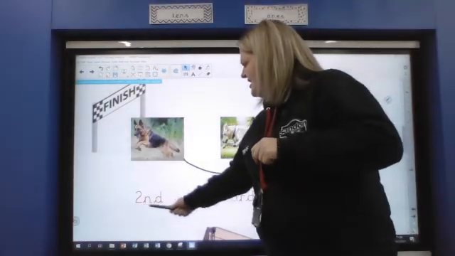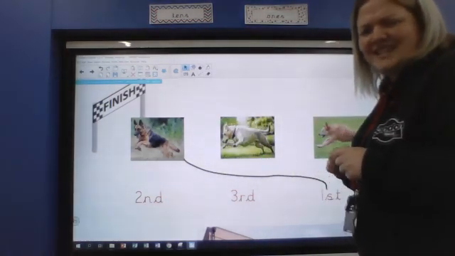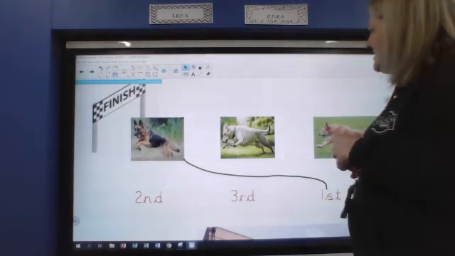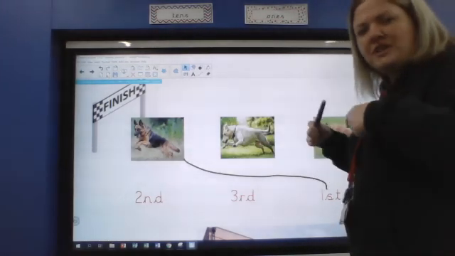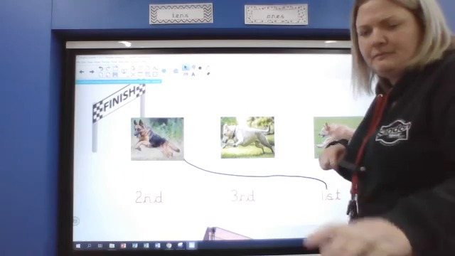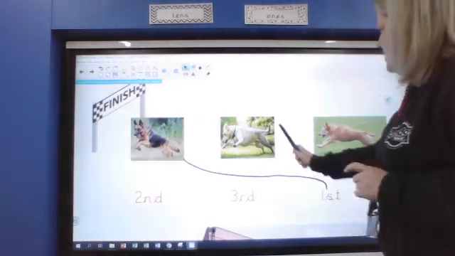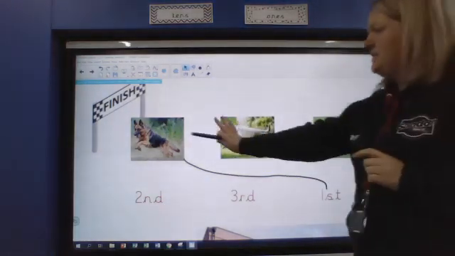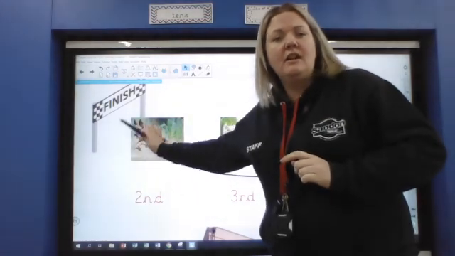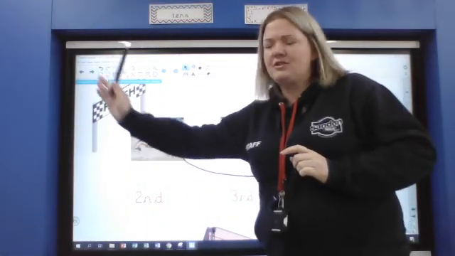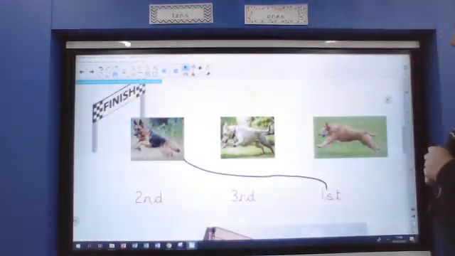This one says second. Which dog is second place? So that means they didn't come first, they were the next one. Have a think. Would it be this dog or this dog? We know it's not this doggy because they have come first. They've already started to pass that finish line.